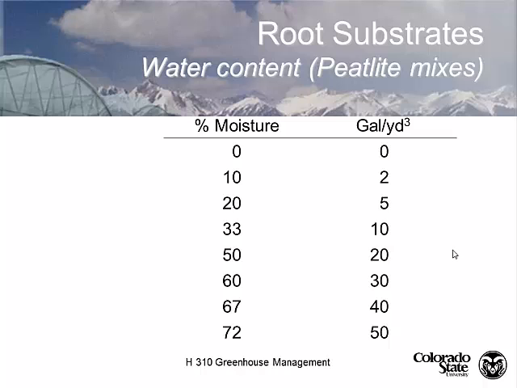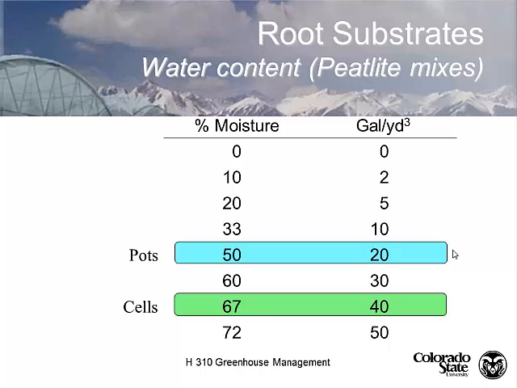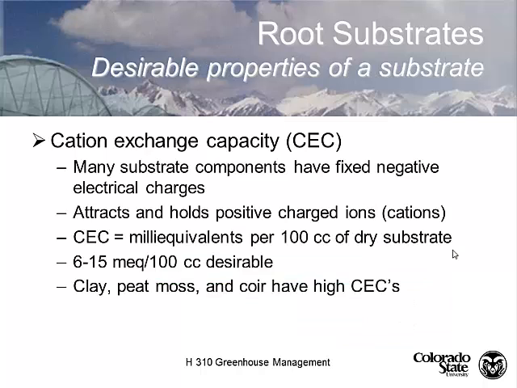Everything changes with the size of the pot. So we need to have airspace. We need to have water holding capacity. Now we have to have nutrient holding capacity.